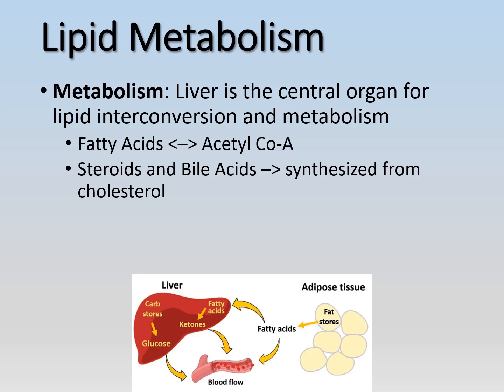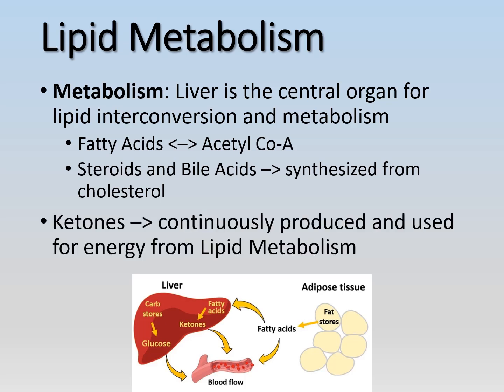But we also can create steroids and bile acids in the liver as well from cholesterol. So cholesterol is needed to create those steroids and bile acids, and the bile acids help to break down fats as well. So remember we said it's a nice big cycle. But we do get these ketones.